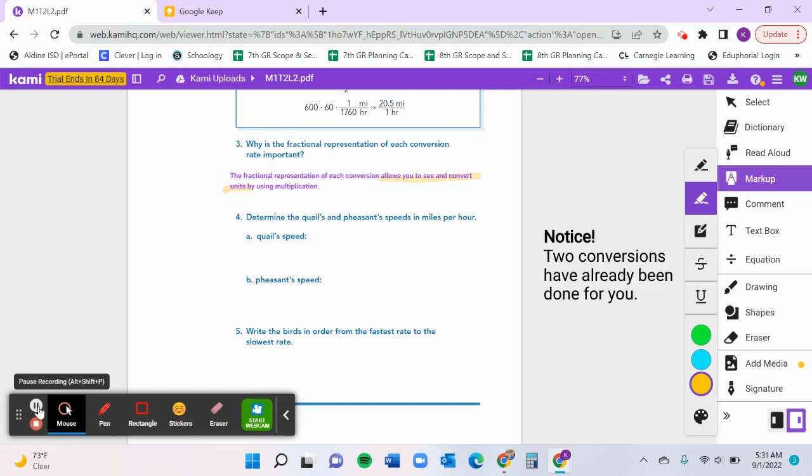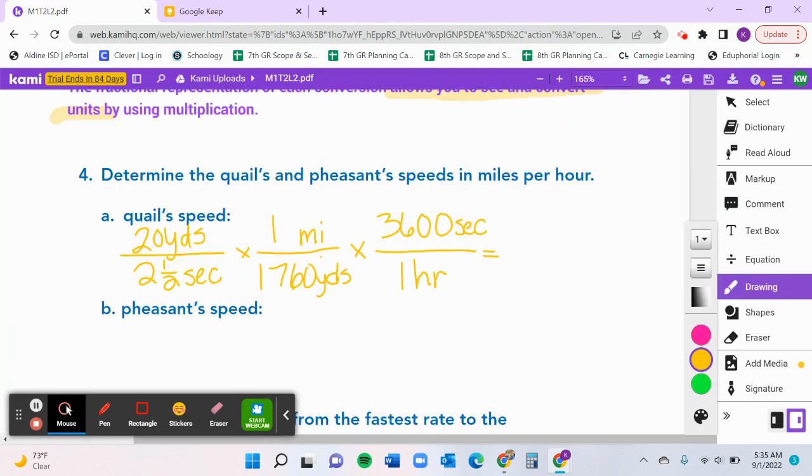In this activity so far, the ostrich and the great roadrunner have already been calculated in miles per hour. Pause here. To help get you started, this is one way you could have set up your multiplication for the quail's speed. Now I'm going to show you all of my work and what you should have gotten for your answers.